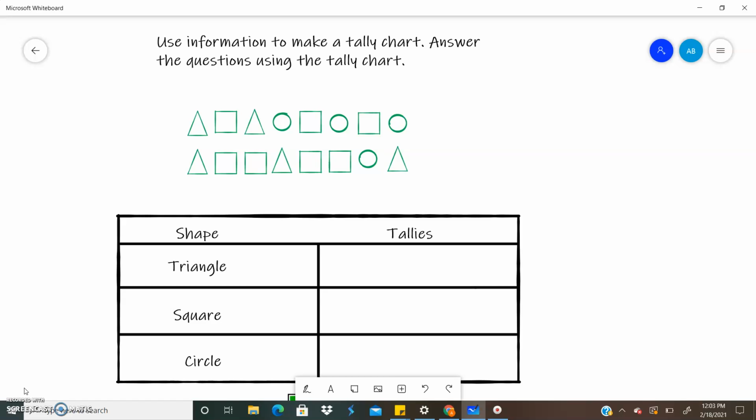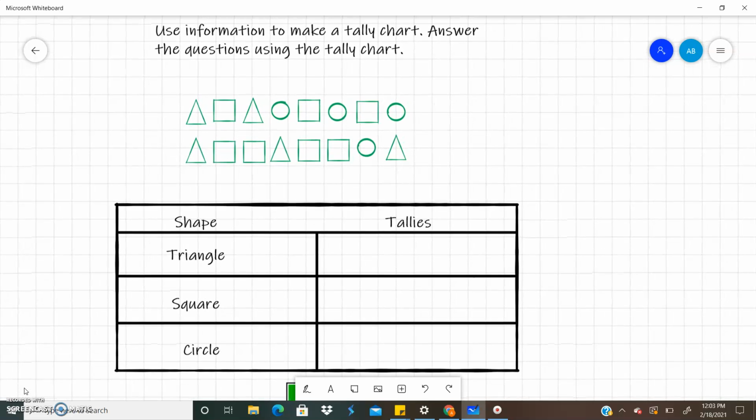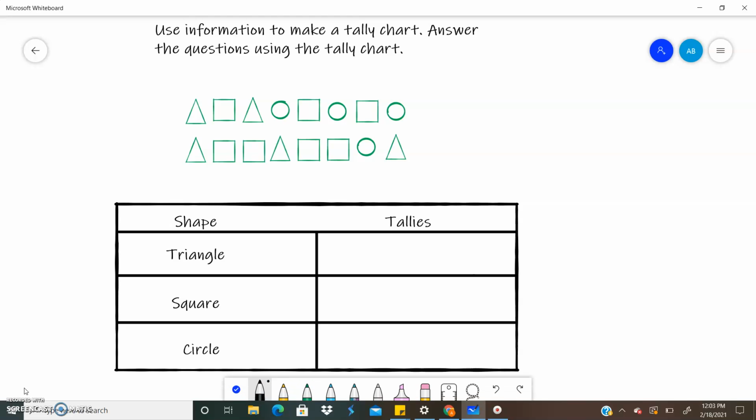Okay, so now that you have pushed play, we're going to go ahead and go over it. So it says use the information to make a tally chart. Answer the questions using the tally chart. So I'm going to go ahead and get my pen here. Let's use green. Okay, so for triangle, it says shape, and then it says triangle. So right over here in my tallies, I'm going to put how many triangles I see. So let's count them. 1, 2, 3, 4, 5. There are 5 triangles. So now I'm going to put 5 tally marks. 4, and then that fifth one goes straight across.